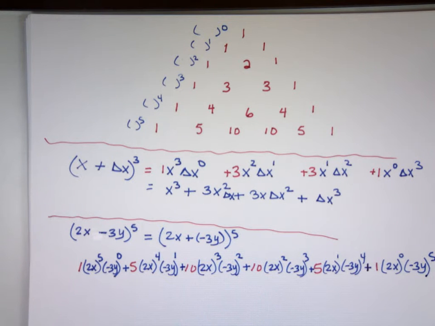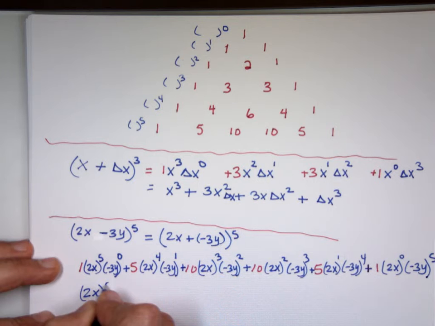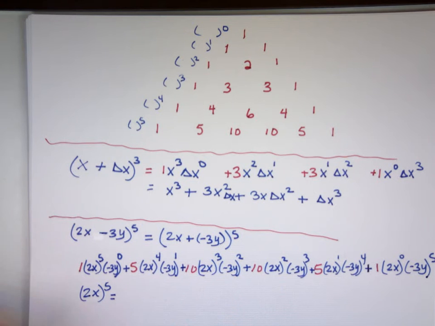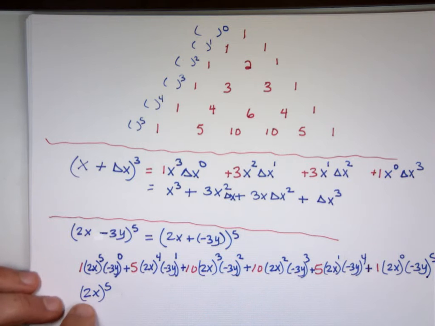And now let's simplify it. This is 1, that's 2x to the 5th, the whole thing to the 5th like this. We're going to simplify it more. What's that equal to? What's 2 to the 5th? 32x to the 5th.